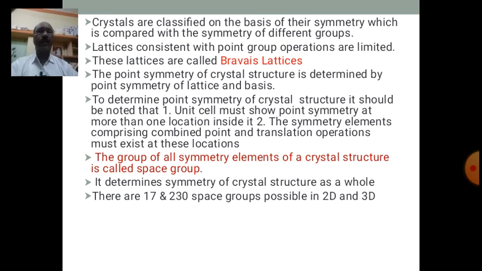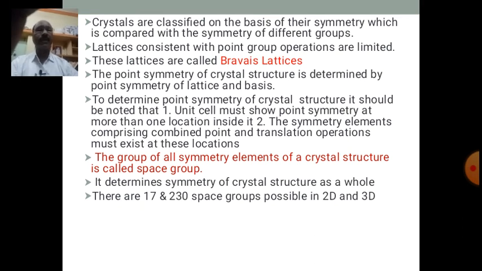To determine point symmetry of a crystal structure, it should be noted that the unit cell must show point symmetry at more than one location inside it. So, in order to determine the point symmetry of a crystal structure, there are two conditions. First condition is that the unit cell must show point symmetry at more than one location inside it.